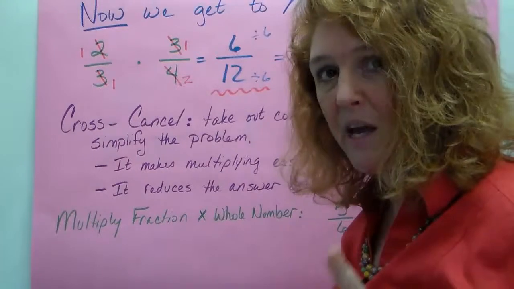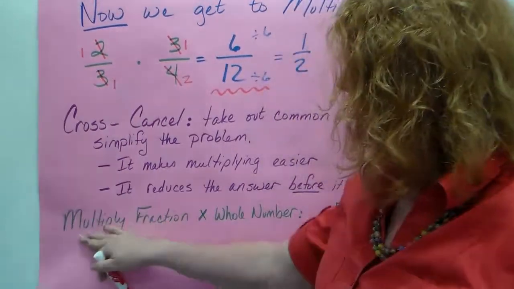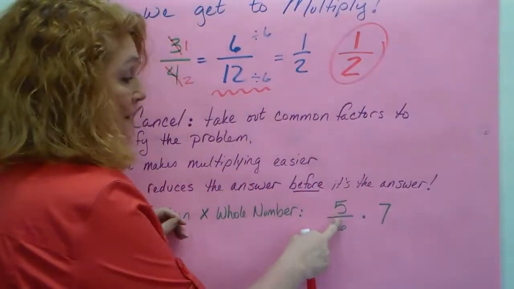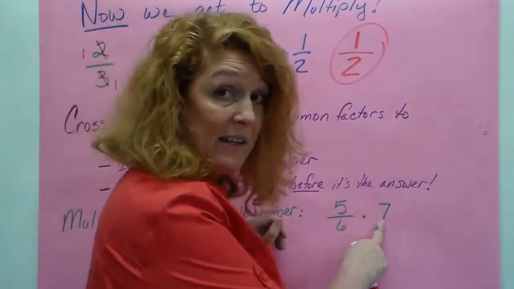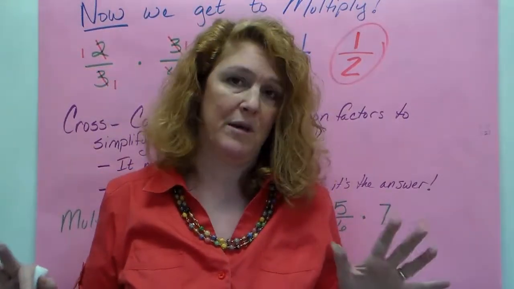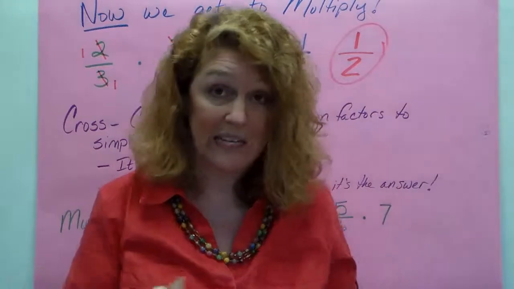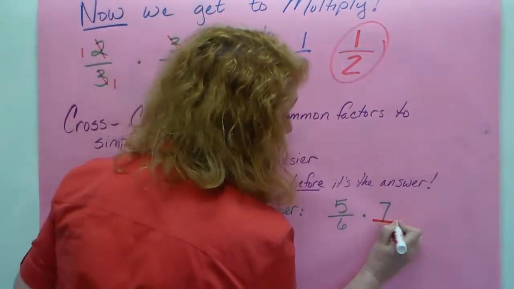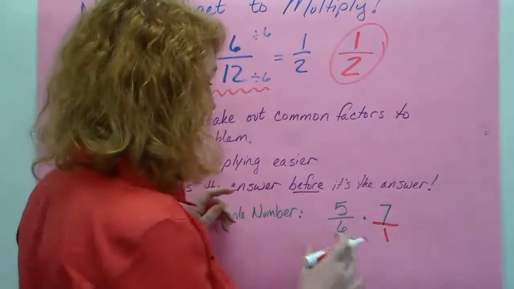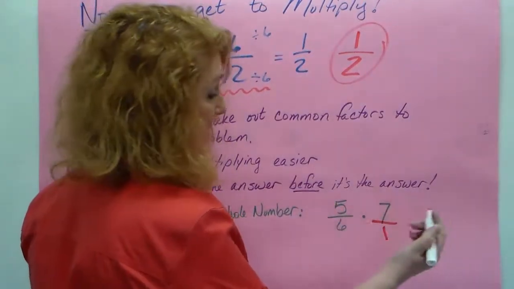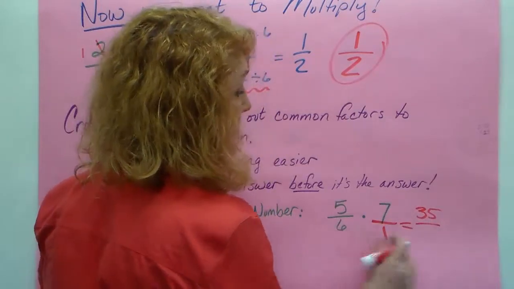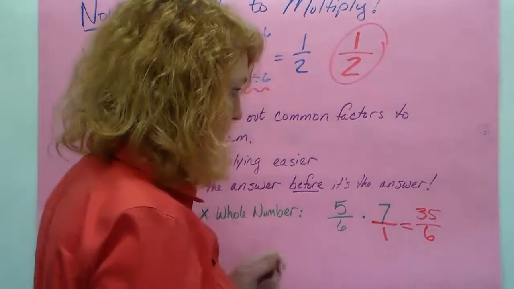One of the other things that they want you to see is how to multiply a fraction times a whole number. For example, if they ask you to multiply 5/6 times 7, what I want you to realize is you can make 7, or any whole number, into a fraction really easily just by putting it over 1. Now, you can multiply straight across. I'm going to check for cross-canceling. I can't cross-cancel anything. 5 times 7 is 35, and 6 times 1 is 6.